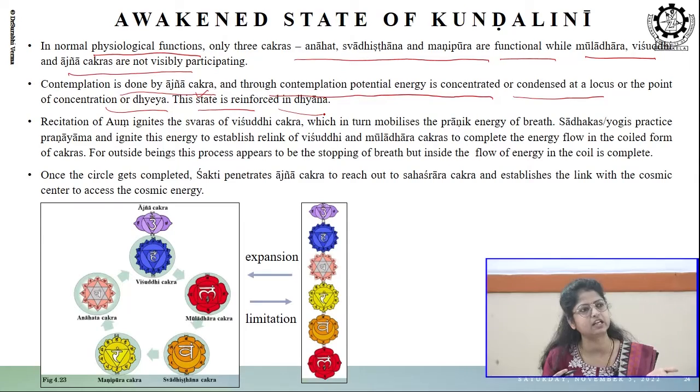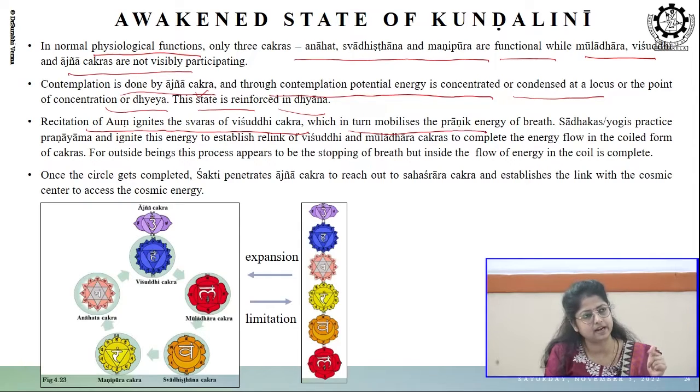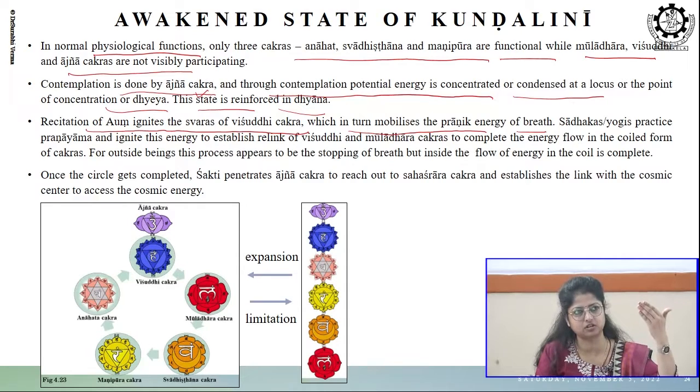When we start meditating deeply, we get absorbed with the object of concentration, and that becomes the state of dhyāna. So, you start meditating. Recitation of Om ignites the svaras of Viśuddhi chakra, which in turn mobilizes the prāṇik energy of breath. So, if you are trying to recite the mantra Om repeatedly, what is happening? Your prāṇik energy, your vital energy, is mobilized just by the breath. Inspiration, expiration. Through that breath itself, the mantra makes you resonate with the cosmic energy.